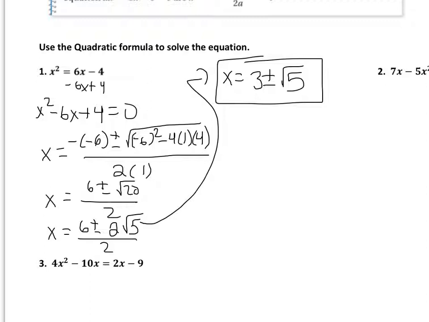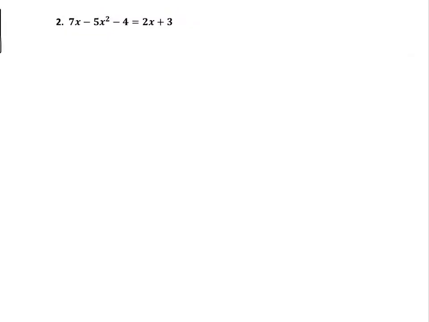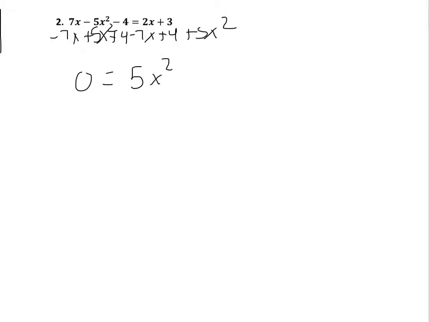Alright, let's try another one. Alright, so here we go. This time, I'm going to move all three of these over so I get a being positive. It just makes more sense to me. So subtract 7x, add the 4, add the 5x squared. So this whole side becomes 0, and then you would get 5x squared minus 5x plus 4. There's nothing I can divide everything by.